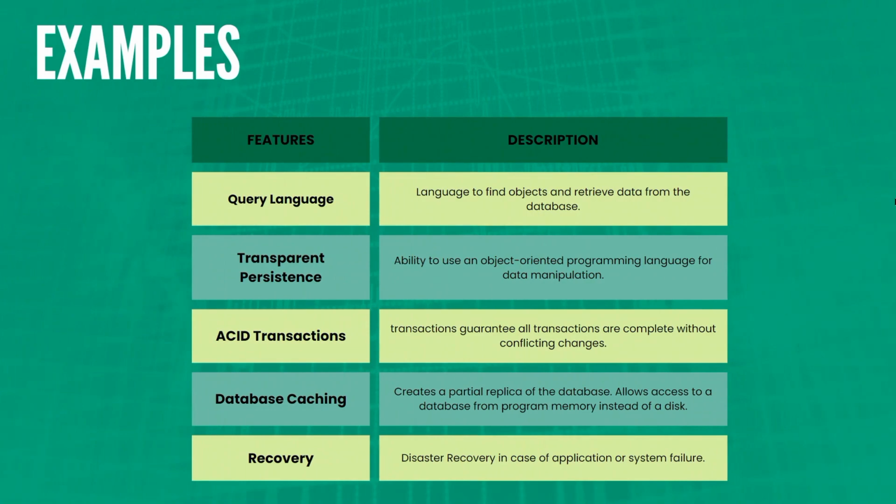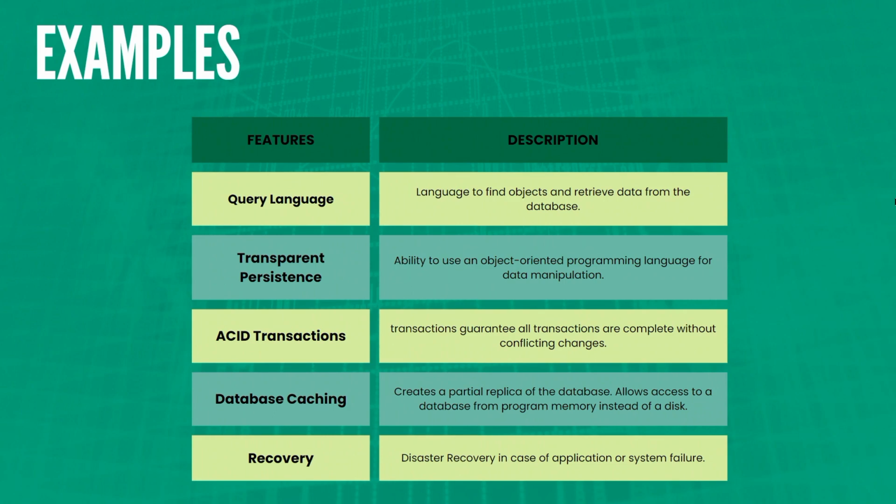Examples, we have the features and the description. For features, query language, description is language to find objects and retrieve data from the database. Transparent persistence, ability to use an object-oriented programming language for data manipulation. For ACID transactions, transactions guarantee all transactions are complete without conflicting changes.